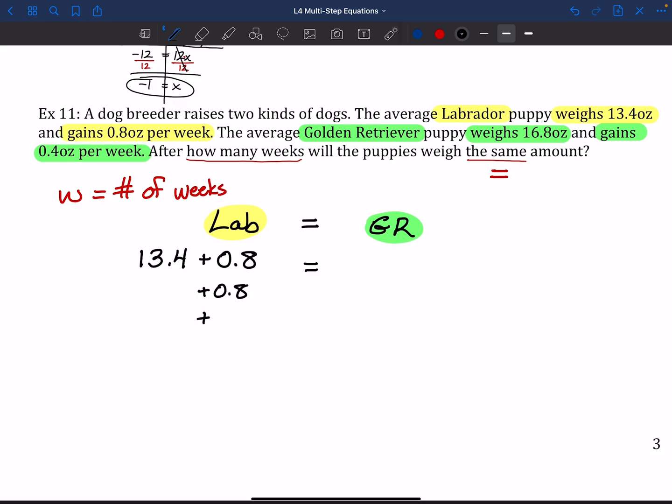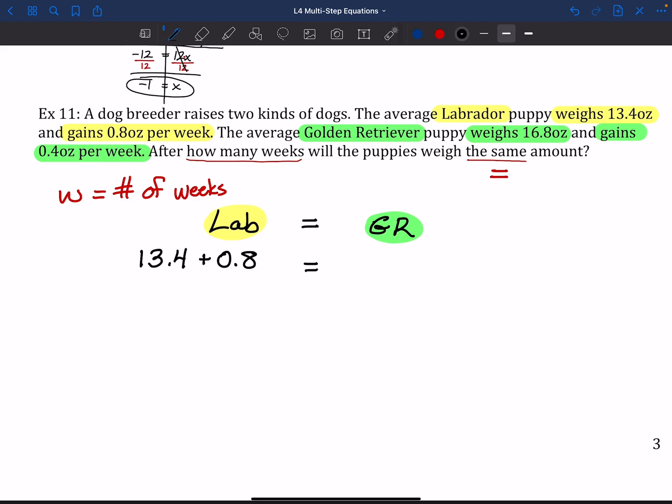And then the next week I'd have to say, oh yeah, and plus another 0.8. And the week after that. And the week after that, right? And then I'm going to have this whole big drawn out thing with a bunch of plus 0.8s. I don't really want to do that, right? Because it's going to take up a lot of space. It's going to require a lot of writing.